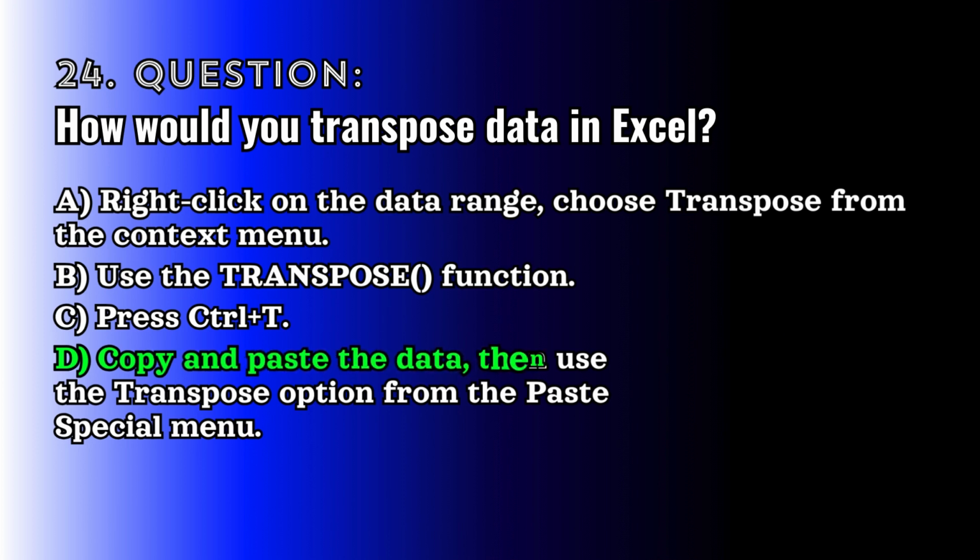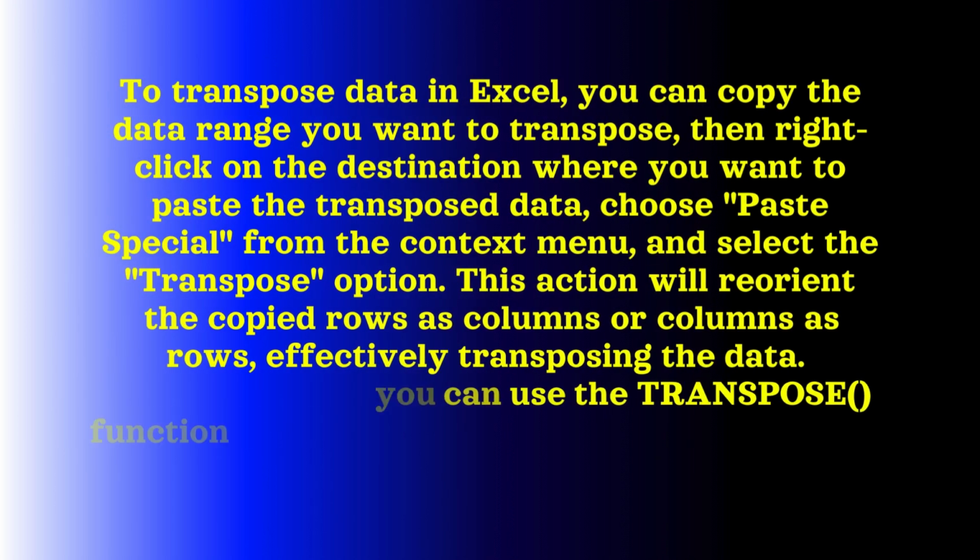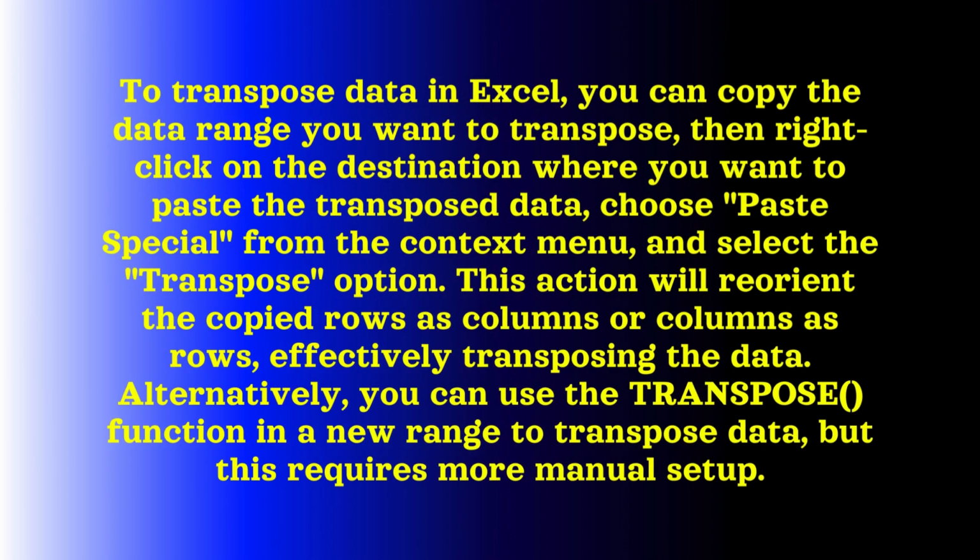So the correct answer is option D. Copy and paste the data, then use Transpose option from the Paste Special menu. For more in detail, to transpose data in Excel, you can copy the data range you want to transpose. Then right-click on the destination where you want to paste the transpose data, choose Paste Special from the context menu, and select the Transpose option. This action will reorient the copied rows as columns or columns as rows, effectively transposing the data.